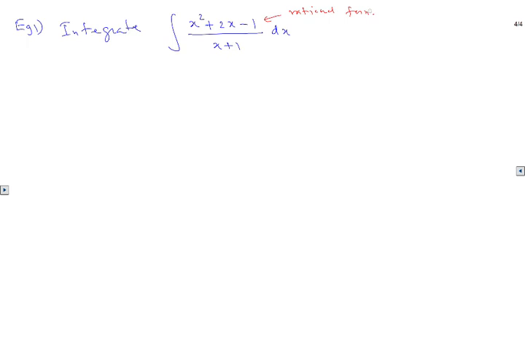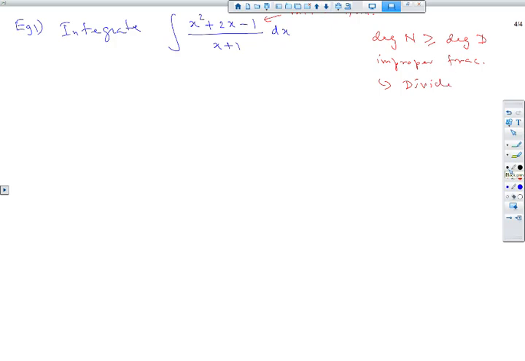And you notice that the degree of the numerator is greater than or equal to the degree of the denominator. That means we had to do something because it is an improper fraction. So it's an improper fraction. That means we need to do the division. Okay, so we divide. So we're going to do the division here. I'm going to use the long division.